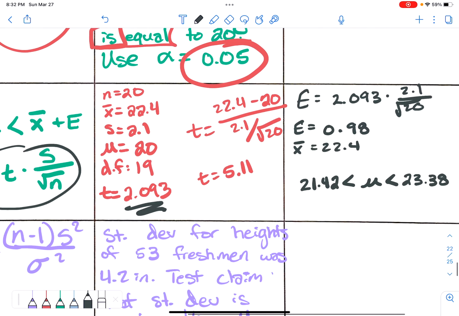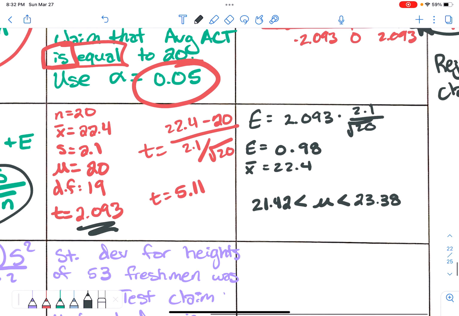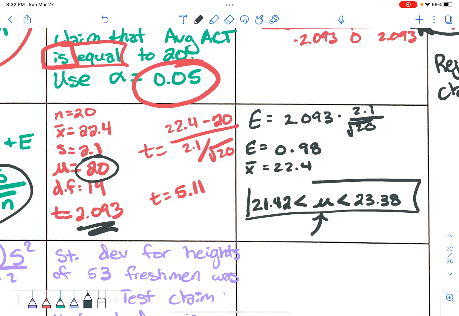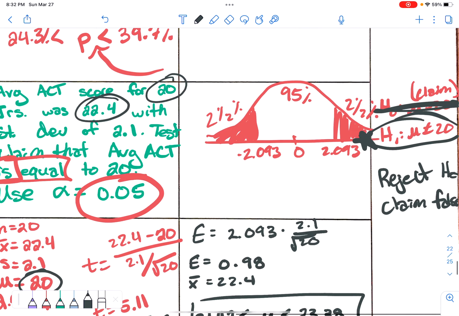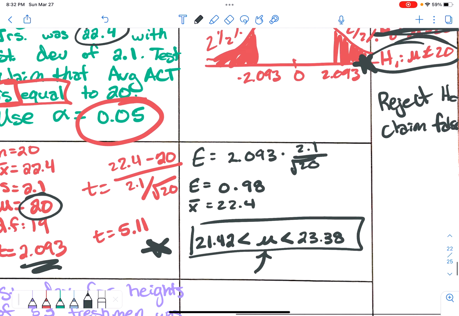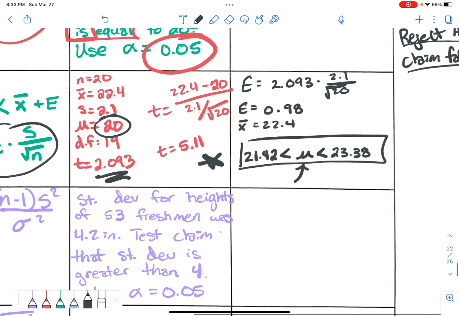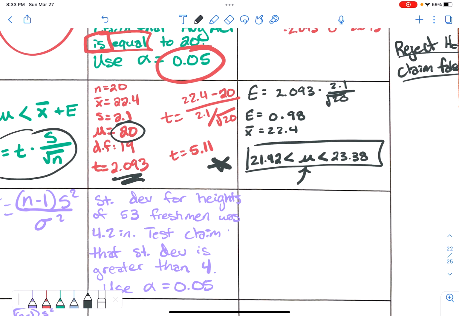Okay, and we're looking to see if our number, which was 20, that's what we're testing against, lives in there. And it does not, because this range is entirely outside, 20 would live over there. So again, that's going to be a reject, not equal to, because it doesn't live in there. So reject H naught, claim false. Same thing again, okay? All right, last one, standard deviation.